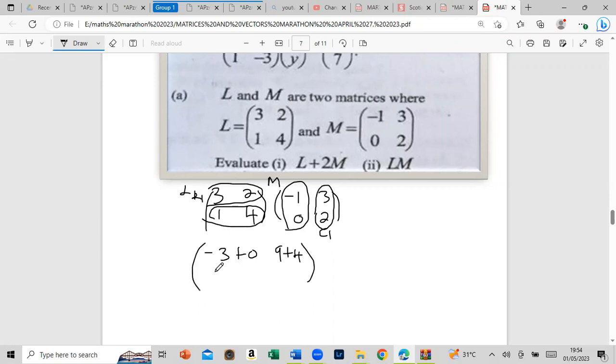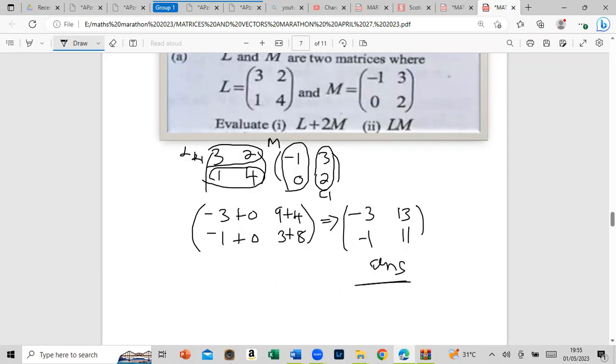1 times -1, -1, and 4 times 0, 0. 1 times 3, 3, and then 4 twos, 8. And to simplify now, we just do -3 plus 0, which gives us -3. And then -1. And then 3 and 8 is 11. And there you have it. Sorry, the marks on the point, to have an idea, but normally it's a 2 or 3 mark system. So if you guys can get all of the marks for that, awesome.